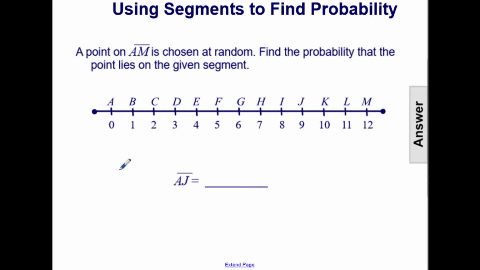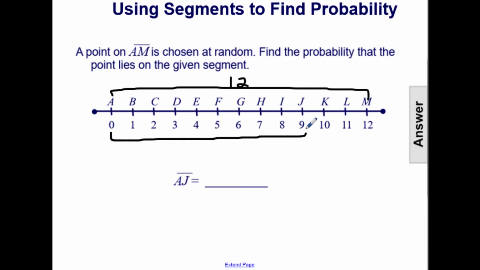Another example using segment AM, now we're finding the probability that the point chosen at random lies on the segment AJ. AM still has a length of 12. We're going from 0 to 12. AJ goes from 0 to 9, a length of 9. So the probability would be the length of AJ over AM. So we have 9 over 12, which simplifies to 3/4. A probability of 3/4, or we could say 0.75, or 75%.